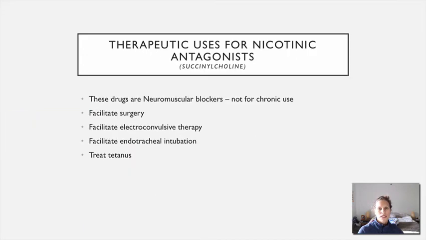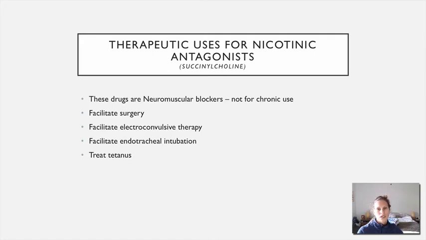In terms of nicotinic antagonists, the prototype is succinylcholine. These are not used chronically at all. They're just too weird and variable. Nicotinic receptors are all over the place, so these are going to block those nicotinic receptors all over the place. But in the short term, they can be used to facilitate surgery because of their neuromuscular blockade, like in cases of electroconvulsive therapy or ECT. Intubation, they're useful for that, for both the muscular blockade as well as the decrease in oral secretions. And if someone has tetanus, these drugs can be useful.